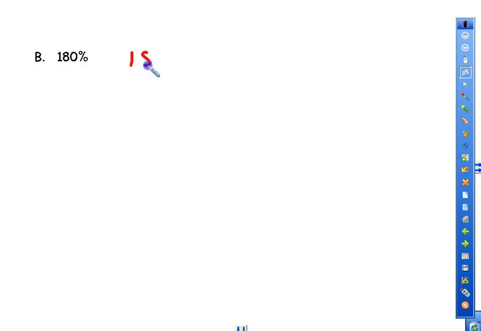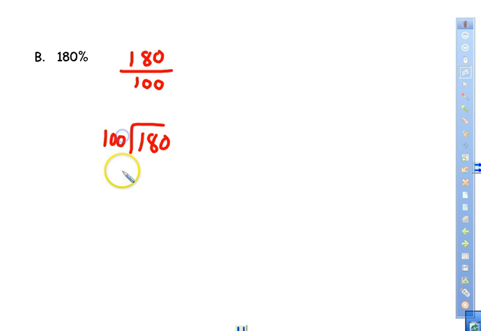So we get 180 out of 100, because again, it always is over 100. And we can simply divide this if you like, to where you can do the long division. And how many 100s in 180? Well, there's 1, which is 100. Subtract, and you get 80 left over. Nothing to bring down because we're going to write this as a fraction. So you get 1 and 80 100ths.